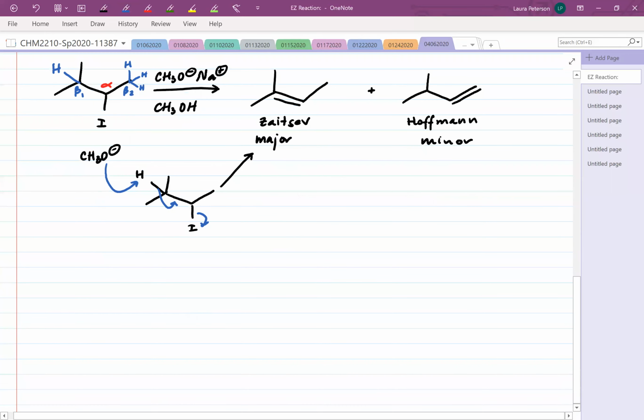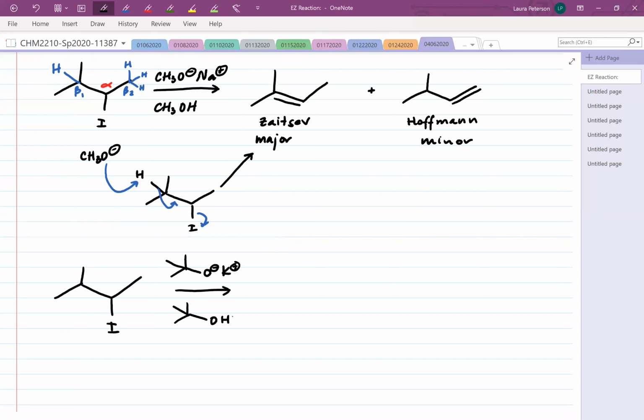All right, so I want to present to you another scenario. So I'm going to use the same starting material, but now I'm going to change the identity of the base. Okay, so we have this potassium tert-butoxide and tert-butanol. Okay, so what do you remember about potassium tert-butoxide? So let me remind you where we talked about this previously.